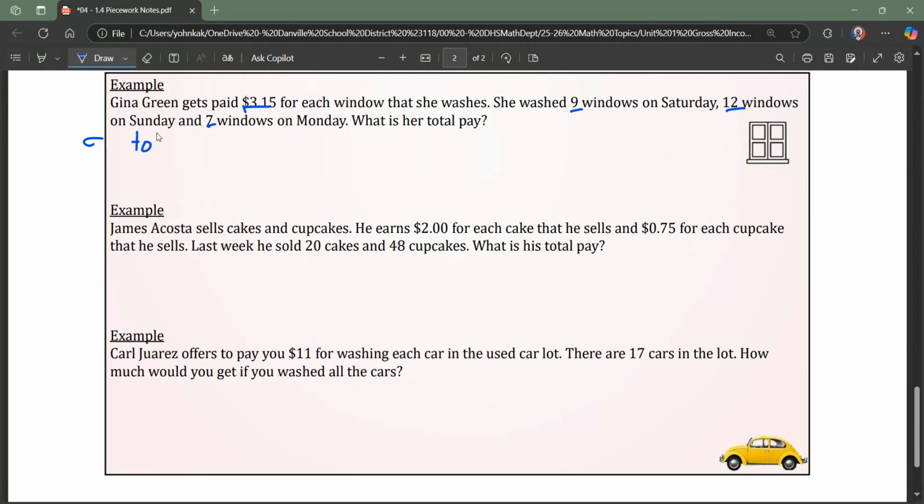So let's find the total windows by doing the 9 windows, the 12 windows, and the 7 windows, adding those up, and we get 28 windows. Now that we know how many windows she washed, we can take how much we get per window, $3.15, and multiply it by how many windows she washed. That's going to give us a total gross pay of $88.20.